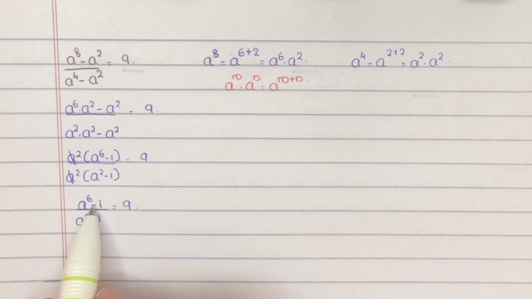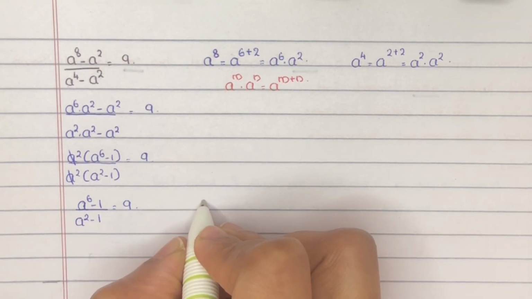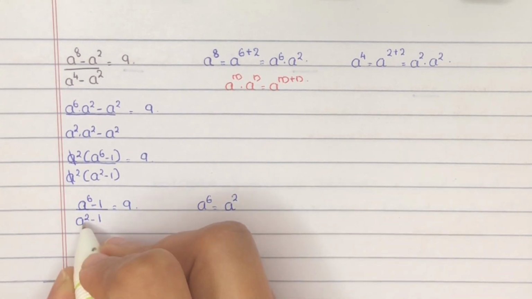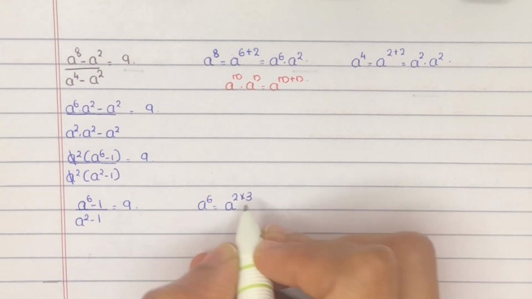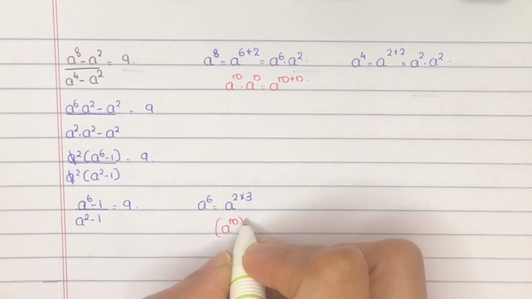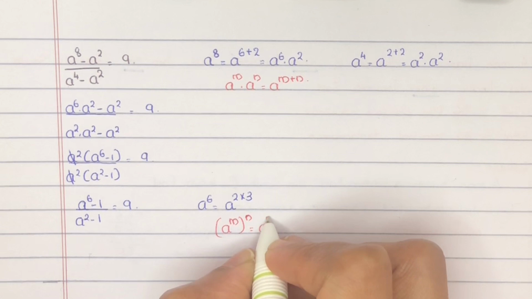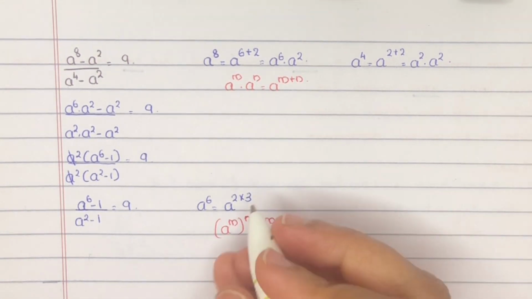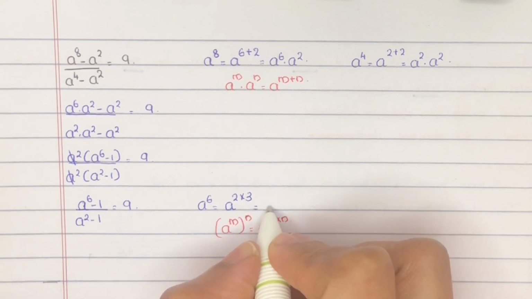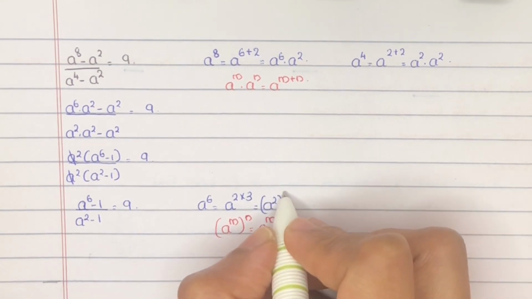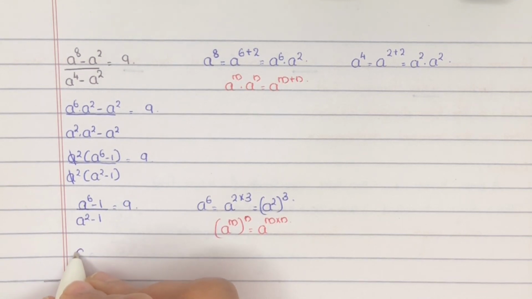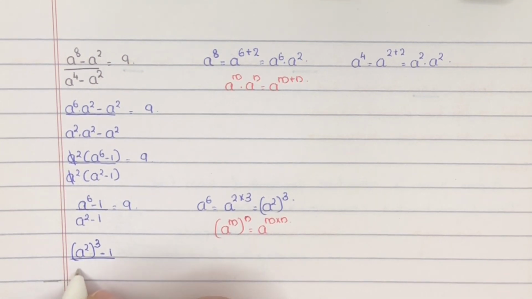Here the numerator is a^6 minus 1 and the denominator a^2 minus 1. In the denominator the exponent is 2. So a^6 you can split as 2 into 3. a^m whole raised to n is a^(m·n). So a^(2·3) you can write as (a^2)^3. So in place of a^6, (a^2)^3 minus 1 by a^2 minus 1 is equal to 9.